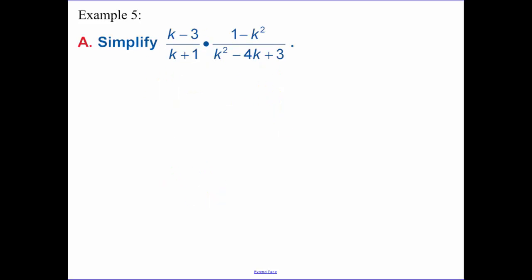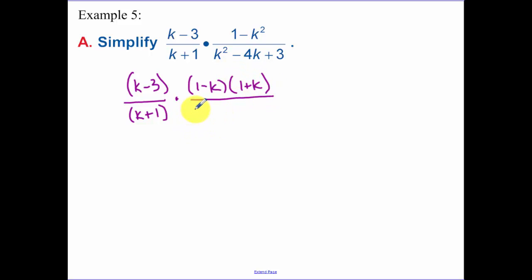Now one that's a little bit more complicated. You have to factor these first. They have to be in factors. So k minus 3 doesn't factor. K plus 1 doesn't factor. 1 minus k squared, that's a difference of two squares. K squared minus 4k plus 3, that's going to become a k minus a 3 and a k minus a 1.